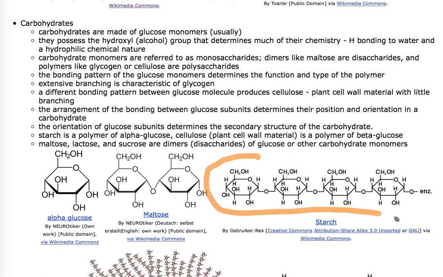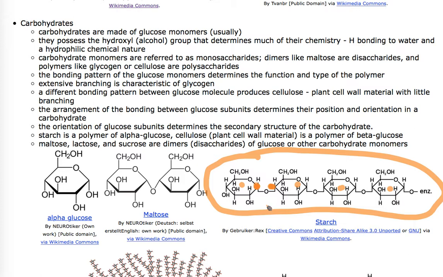This is a glucose polymer. Glucose, glucose, glucose, glucose. These are alpha 1,4 linkages. What that means is that this is carbon number 1, and this is carbon number 4. Carbon number 1 of one glucose is bonded to carbon number 4 of the next. And they're all bonded in a regular way, and that's what makes up starch.